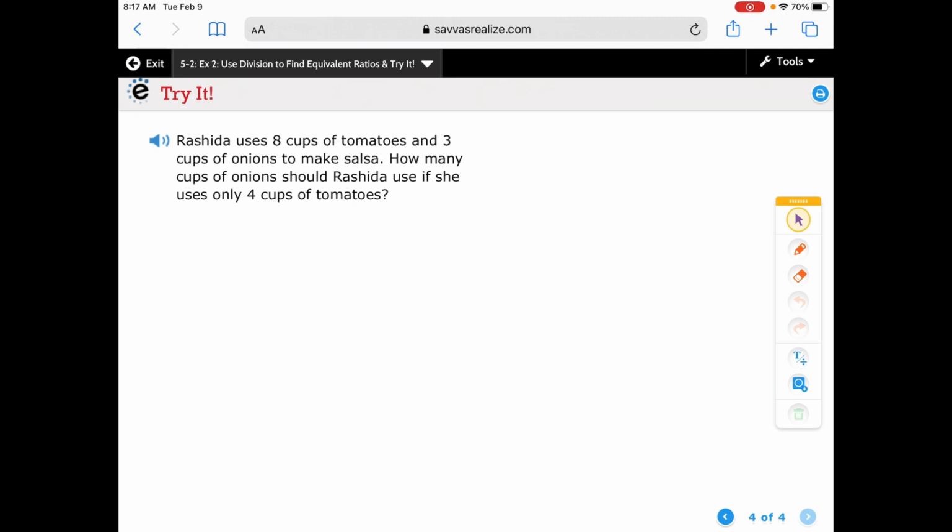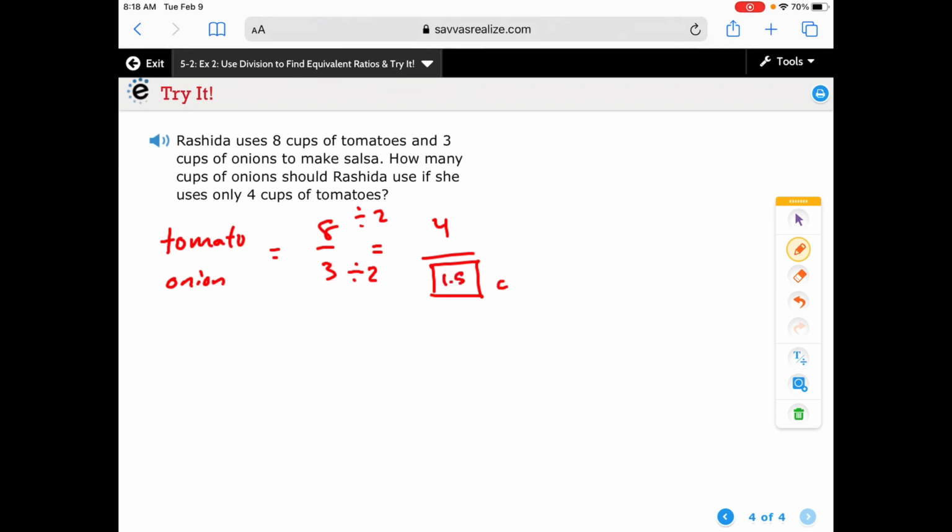And then here it says Rashida, and I'm telling you, as before, labels go a long way. We have tomatoes to onions. According to this, Rashida uses 8 cups of tomatoes and 3 cups of onions to make a salsa. How many cups of onions, so we're going to be looking for this here, will she need if she's using 4 cups of tomatoes? So now we're not multiplying, but dividing down. We divide by 2, and when we divide 3 by 2, we're cutting it in half. So it's 1.5 cups, because remember, this is a ratio, technically not a fraction.